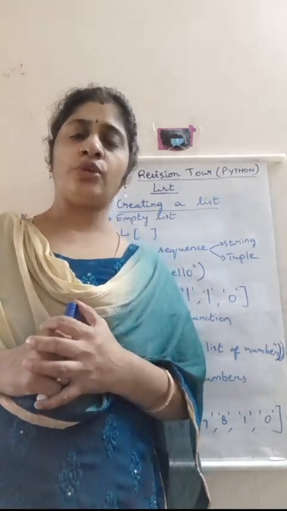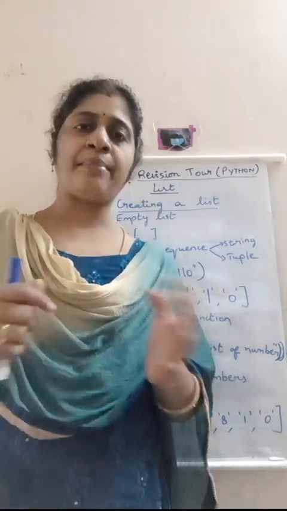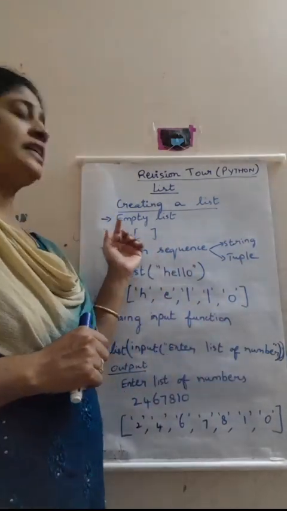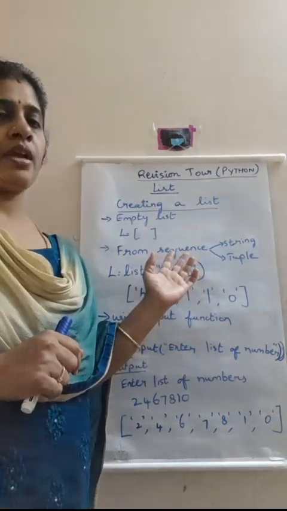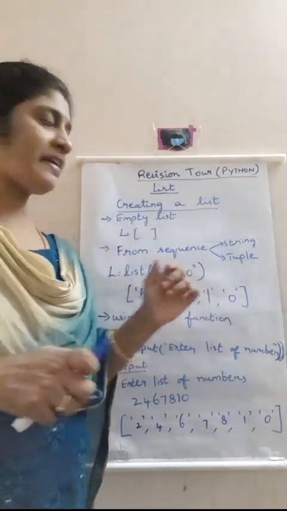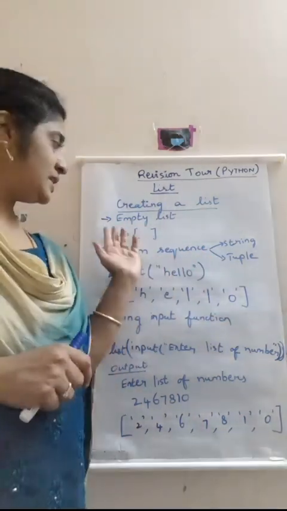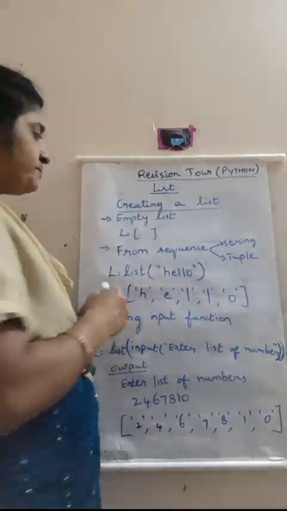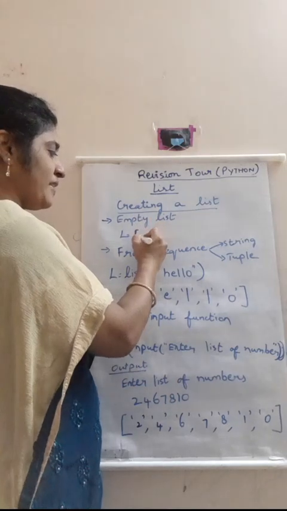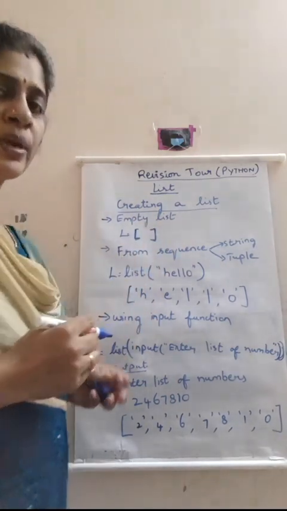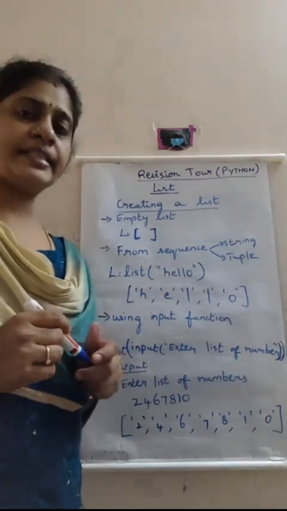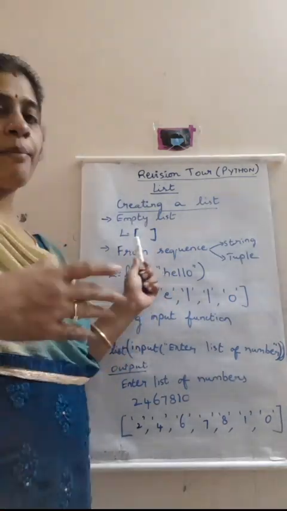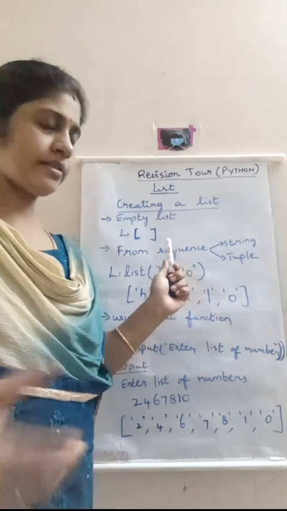Now we will see how to create a list. A list can be created in different forms. The very first thing is you can create an empty list. You can just create an empty list by writing L is equal to, this variable name can be anything, and just specifying the brackets, you can leave the list empty. So this will create an empty list, and you can keep on adding values later.